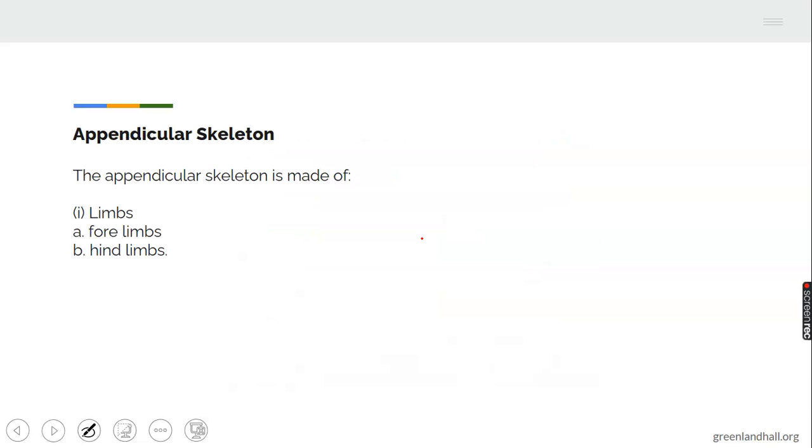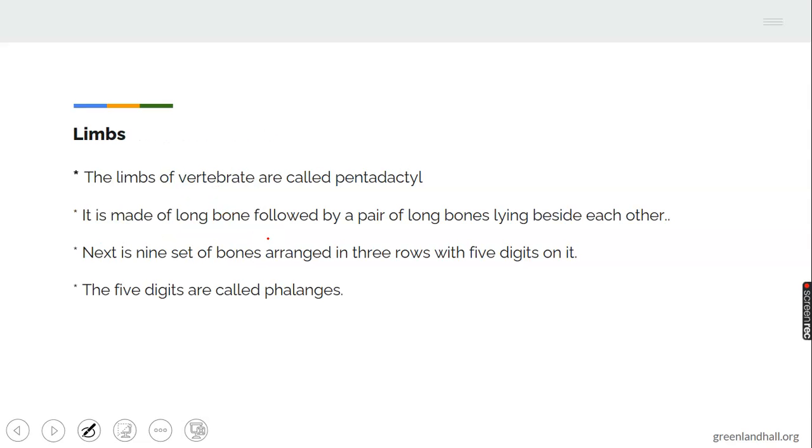Now we did say that the skeletal system is divided into two, axial and appendicular. The appendicular skeleton is made up of the limbs, the forelimb and the hind limb. The limbs of vertebrates are called pentadactyl. They are made up of the following long bones.